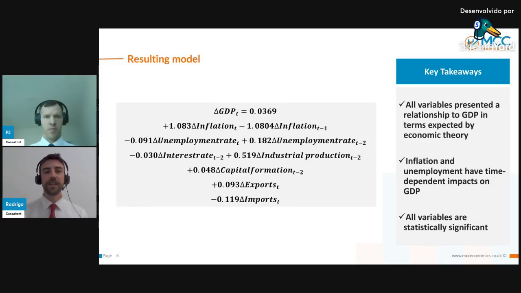We did find a positive relationship between inflation and GDP, and a negative lagged relationship between inflation and GDP. In terms of unemployment, we also find a negative relationship between current unemployment and current GDP. What surprised us a little bit was the positive lagged relationship between unemployment and GDP. We did come up with a few possible explanations for that, but of course, further studies would be necessary to make a more empirical assertion.